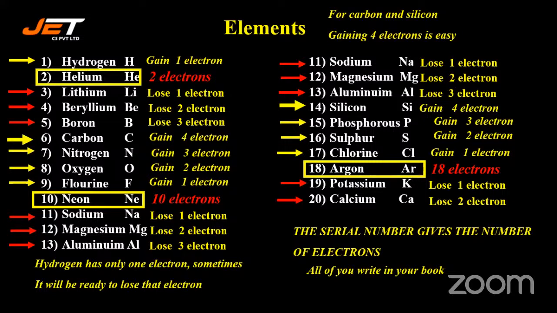Hydrogen has only 1 electron. Sometimes it will be ready to lose that electron. This is quite an exceptional case, that hydrogen can lose 1 electron. Generally it loses 1 electron and becomes H plus, but it can also gain 1 electron. Losing 1 electron will give H plus, gaining the electron will give H minus. So it will be ready to lose electrons.